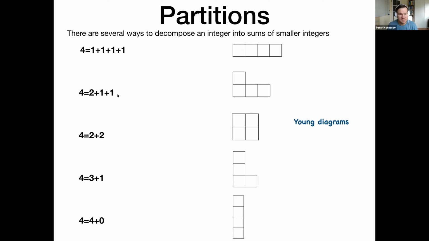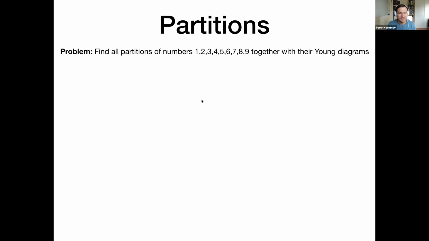I mean, 2 plus 1 plus 1 is the same as 1 plus 2 plus 1, right? But the convention is that we draw the largest part first, so they should not be increasing. So 2 plus 1 plus 1 is the same partition as 1 plus 2 plus 1, and so on. The columns of those Young diagrams will be non-increasing. They can either stay the same or drop, but they never go up. Okay, so it's a convention. Sounds good? Good. Now, let's practice a bit, if you haven't seen this before.